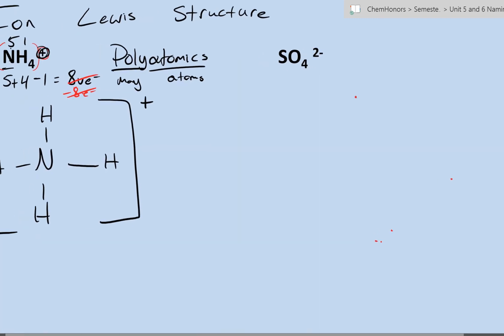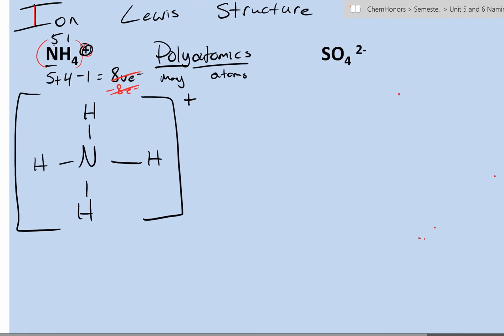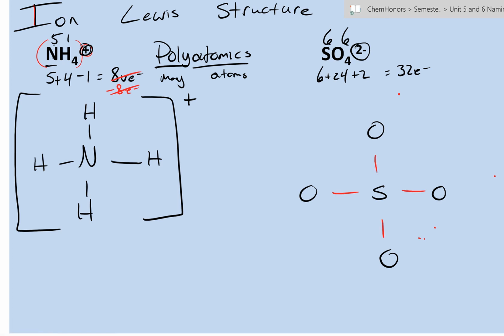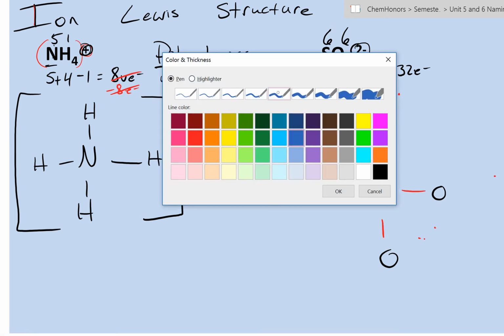So if we look over here at SO4, we're going to do the same steps real quick. Sulfur is 6 electrons, oxygen is 6 each, so we have 6 plus 24. And then that 2 negative means we gained 2 electrons. So we have a total of 32 electrons here. So sulfur, oxygen, oxygen, oxygen, oxygen. Then we can do 1, 2, 3, 4 bonds. I'm going to use a slightly bigger pen.